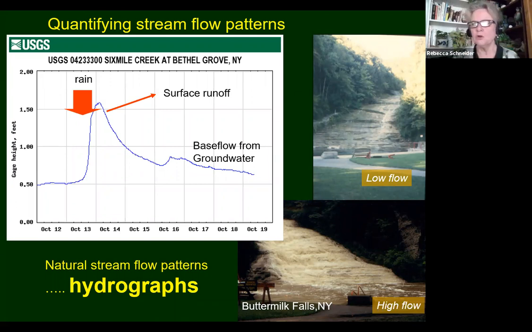The peak that occurs during the rain is the surface runoff peak, and that's what we're mainly focused on right now. But notice that way after it stops raining, there's still water in the stream, and that's coming from groundwater. It's called base flow. We'll get back to that.